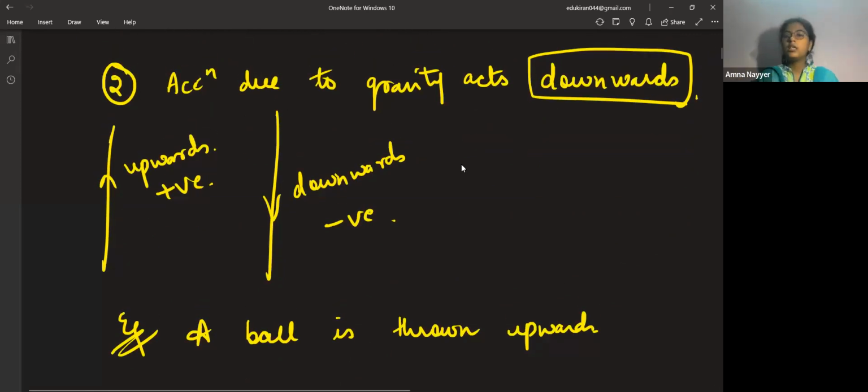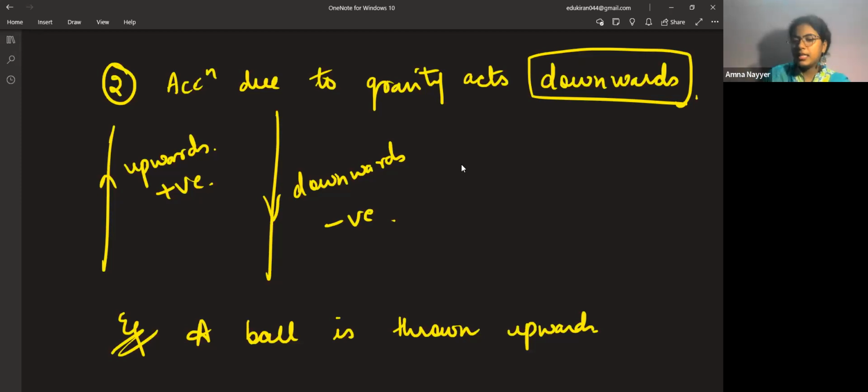Now this is very important. Always remember, acceleration due to gravity acts downwards. Your initial velocity can act upwards, downwards. Your final velocity can act upwards, downwards. Displacement can occur upward, downwards. But one thing that will remain fixed is that acceleration due to gravity will always act downwards. So whenever you are choosing the sign convention, whatever is given to you, you have to keep in mind that the direction of acceleration due to gravity will always be downwards.